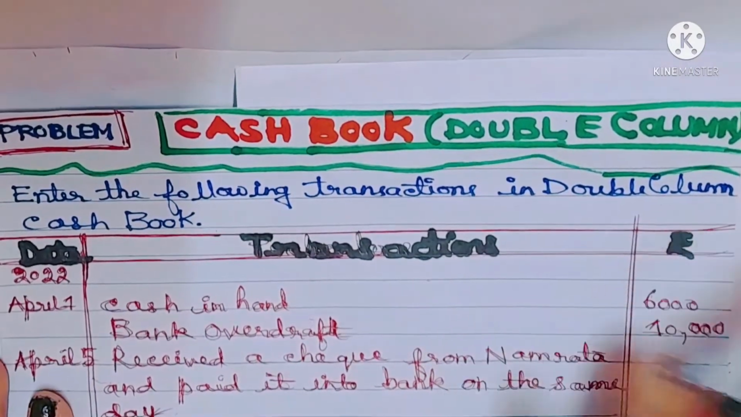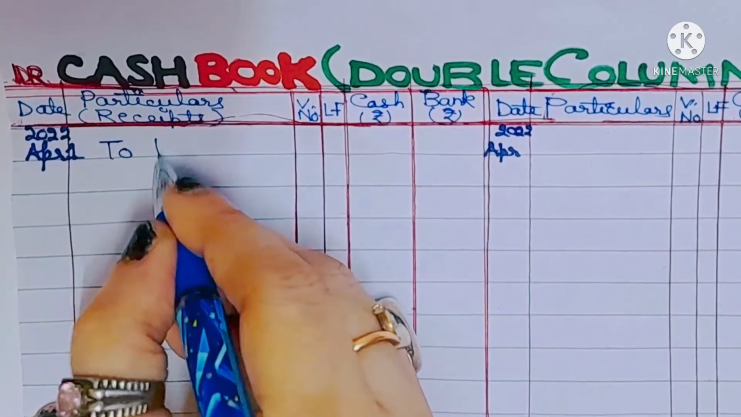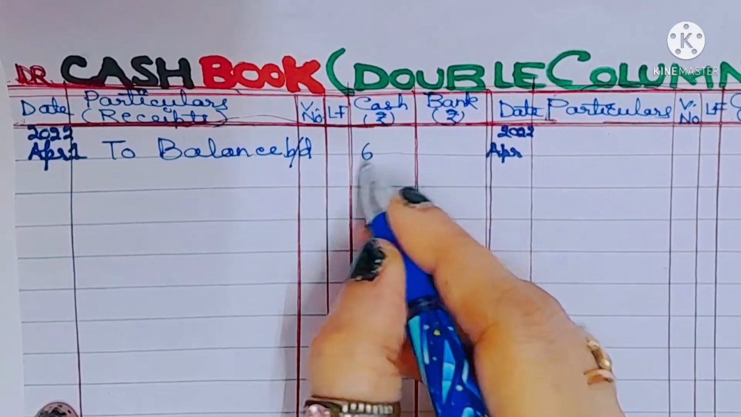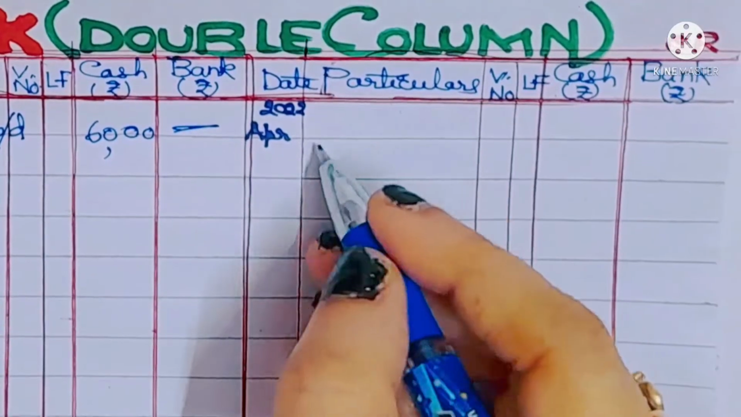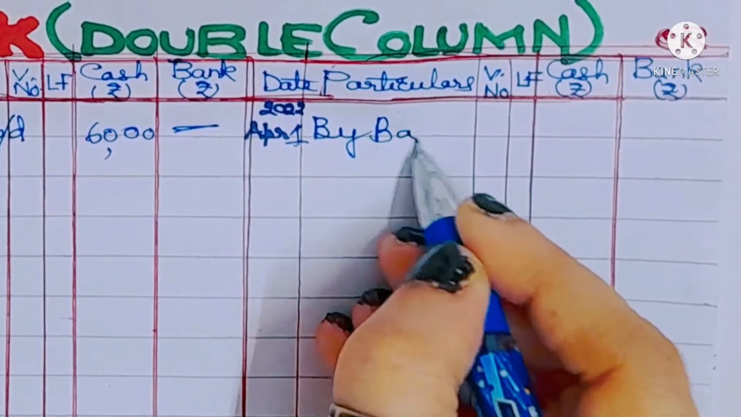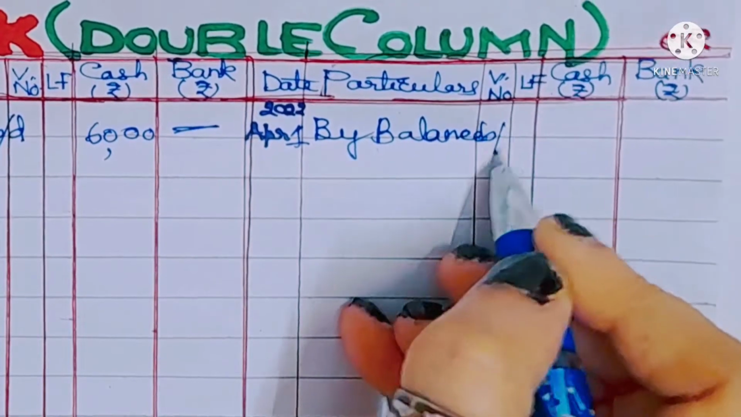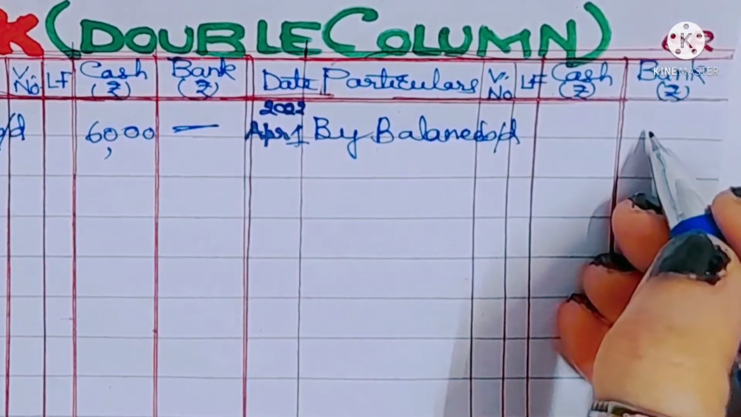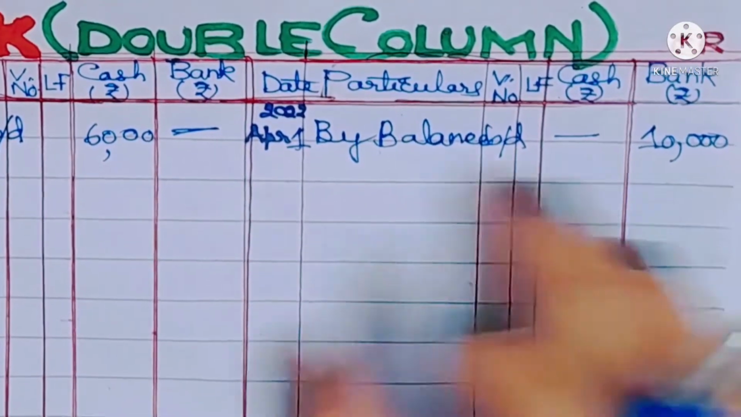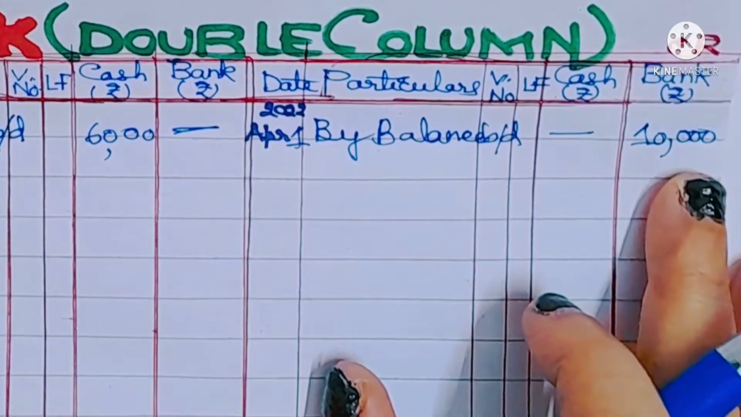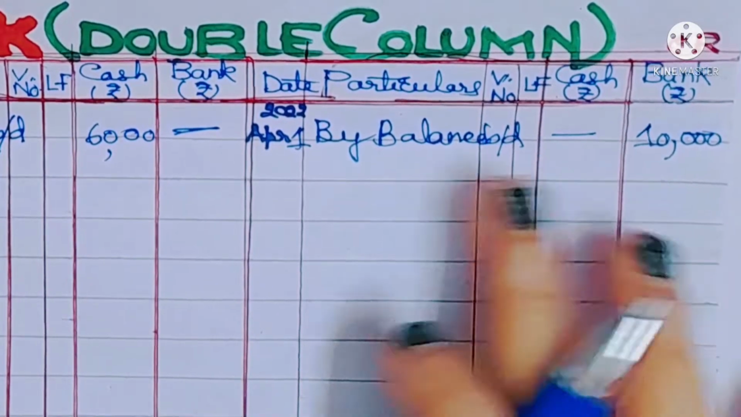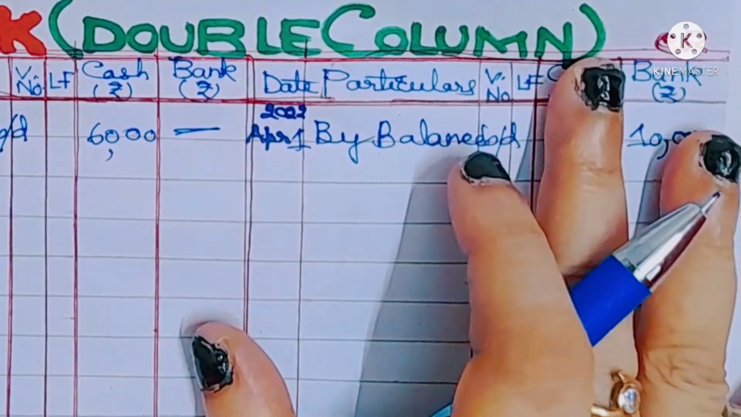Okay. So let's write on 1st April to balance BD in the cash column. How much? Cash column has a debit balance 6,000 and on 1st April by balance BD bank overdraft. So it will be written in the bank column. How much? 10,000. Bank column has a credit balance. Since the opening balance of cash column and the opening balance of bank column has been given, there is no need of journal entries. So the question of narration does not arise. Okay. So now let's see the next transaction.